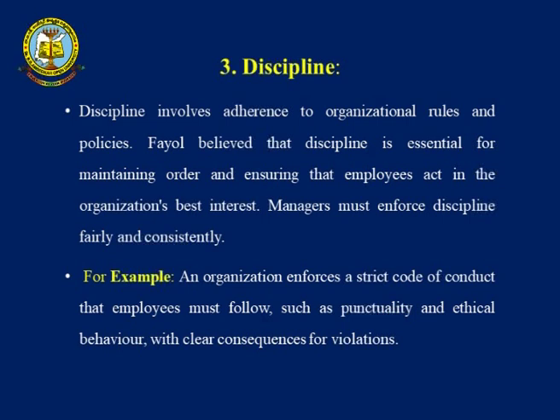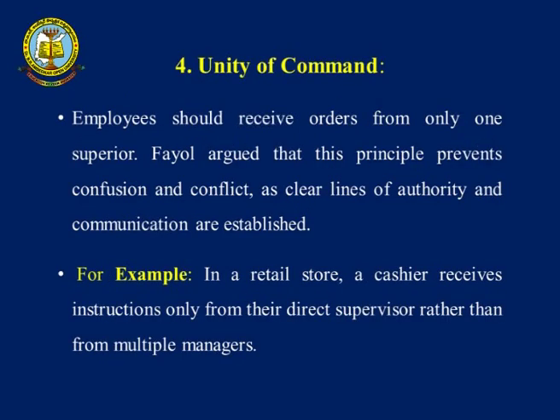For example, an organization enforces a strict code of conduct that employees must follow, such as punctuality and ethical behavior, with clear consequences if they violate it. Next comes unity of command. Employees should receive orders from only one superior. These days it is not always the case. Sometimes when there are cross-functional teams, a single employee might work under 2 managers.